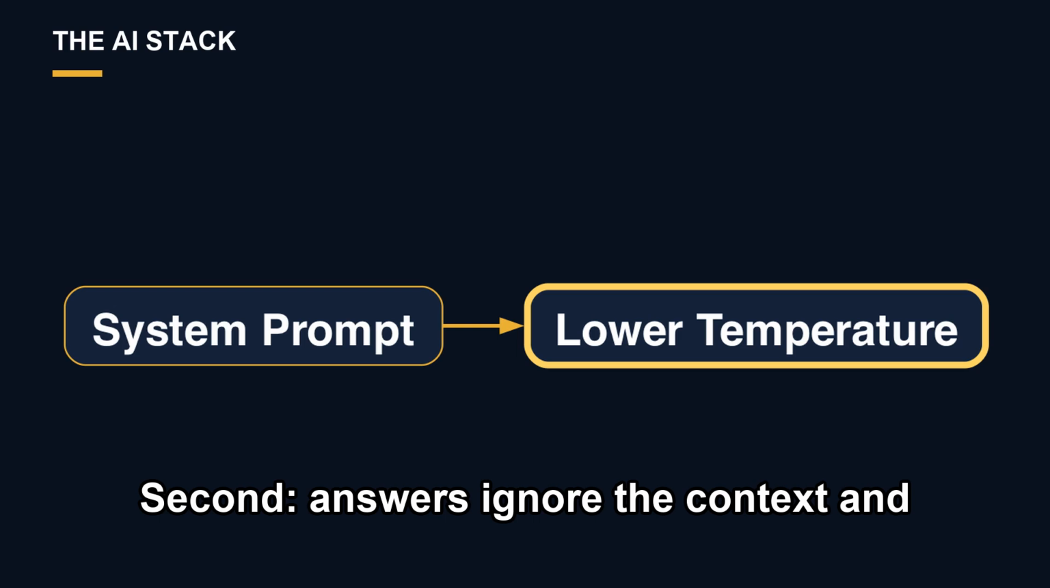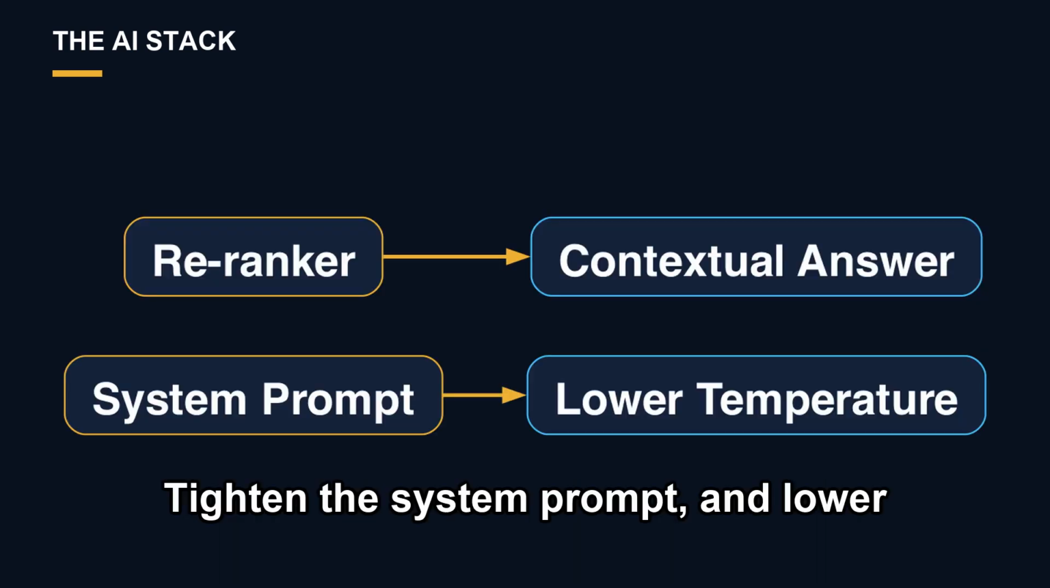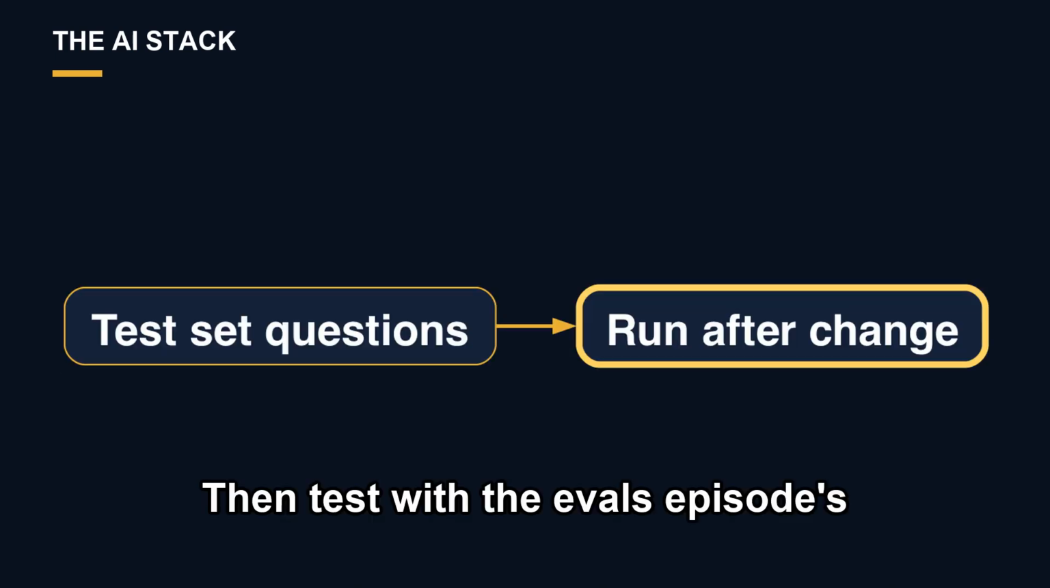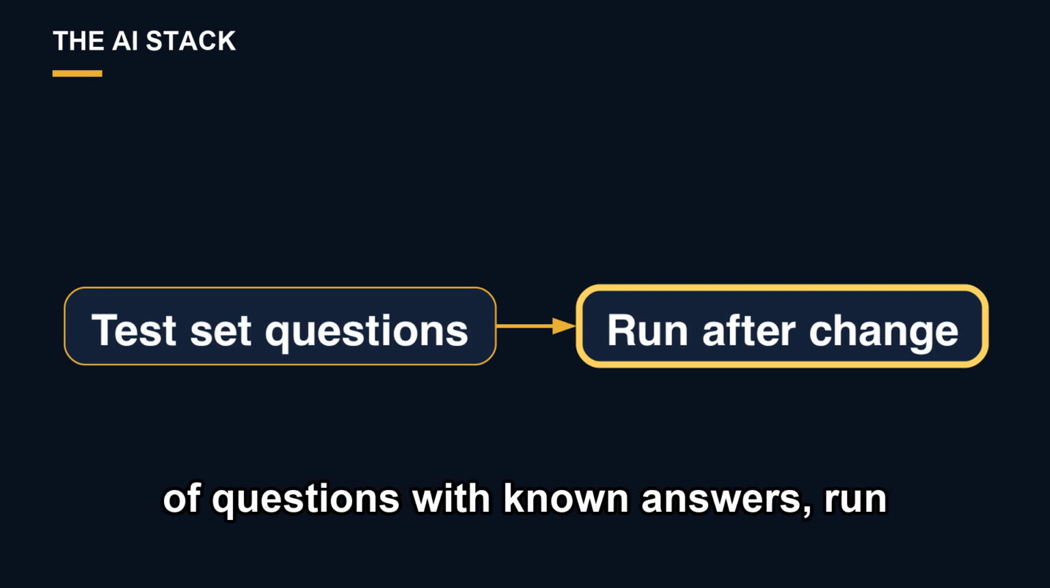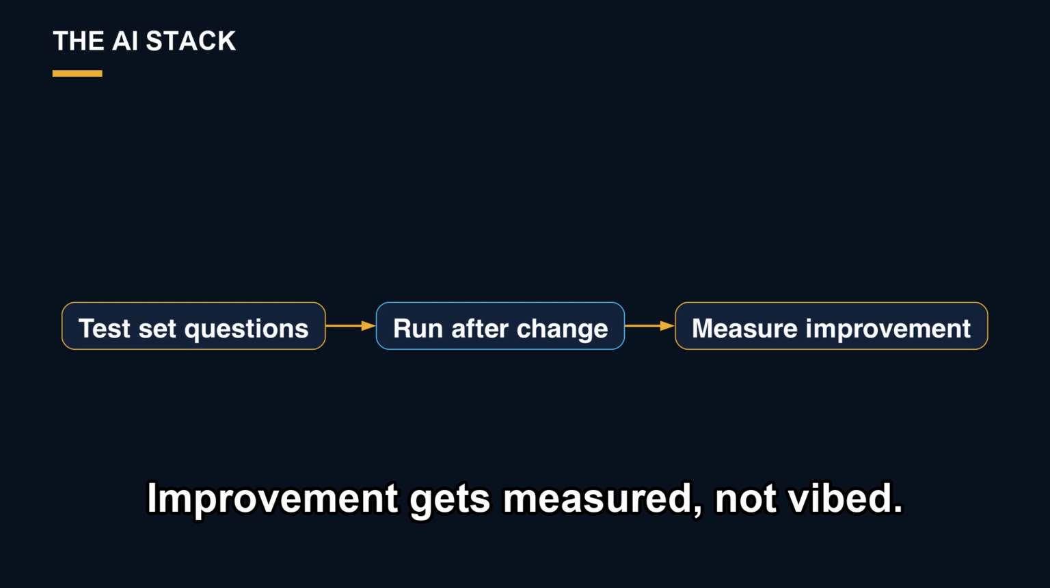Second, answers ignore the context and the model freelances from its training. Tighten the system prompt and lower the temperature using episode 5's dials. Then test with the evals episode's discipline, a small fixed set of questions with known answers run after every change. Improvement gets measured, not vibed.